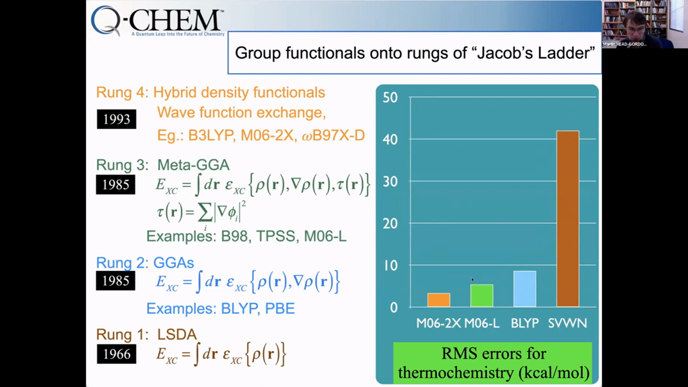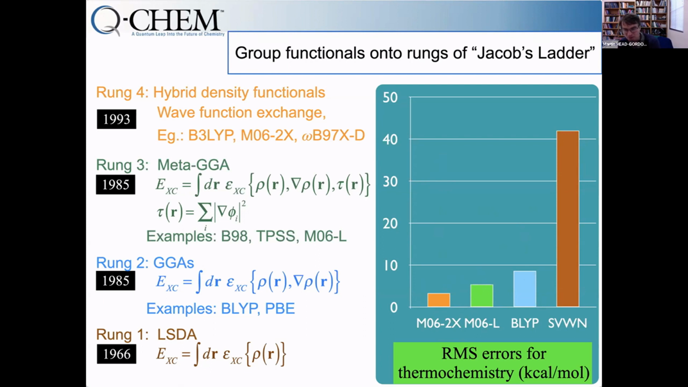Then the meta GGAs, represented here by the M06-L functional, and this is, by the way, data on something like 200 atomization energies. You can see it's a statistical improvement. And then here's a good hybrid density functional, M06-2X, and you can see further improvement. So basically, this, in some sense, justifies Jacob's ladder. And I can see there's a question about local hybrids.